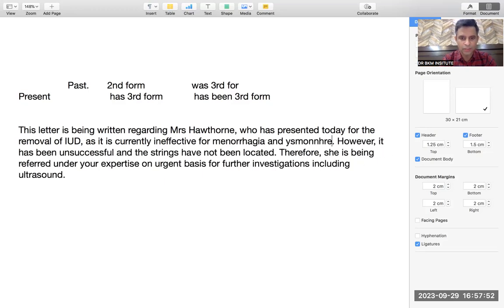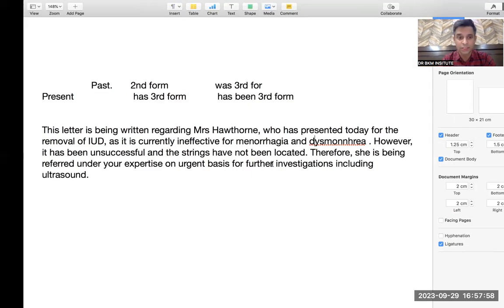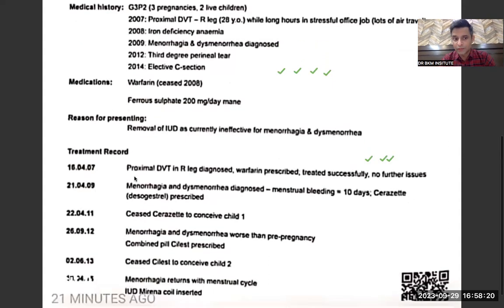Because I do not understand the medical terminology so much, but now I understand this menorrhagia and dysmenorrhea is important, because the IUD removal we are doing is because it is ineffective. That is why I would include this history. So this is the only history I would surely include. Rest is my wish, but this is now sure because it has become the main concern. So let's go further into the story.